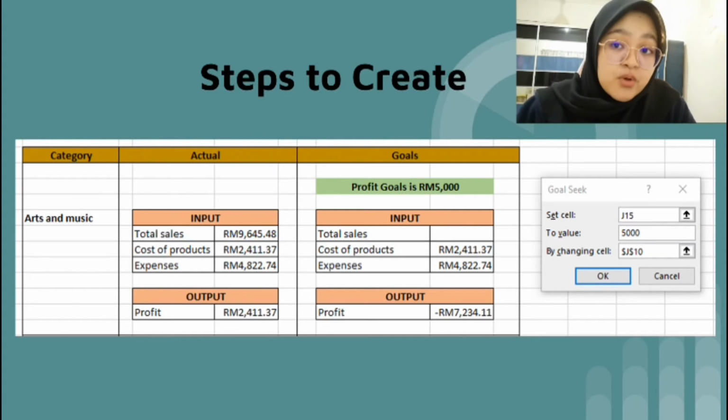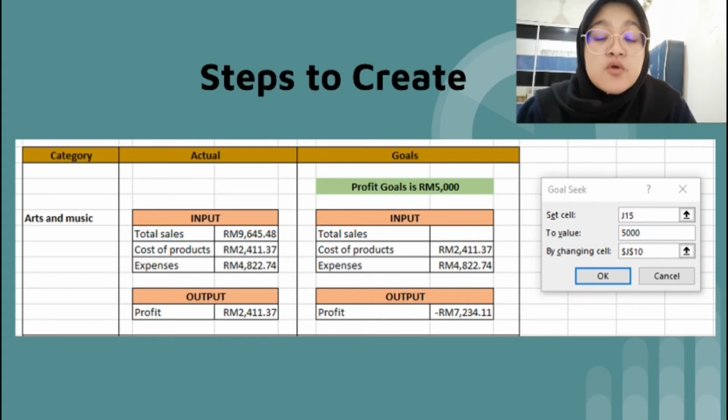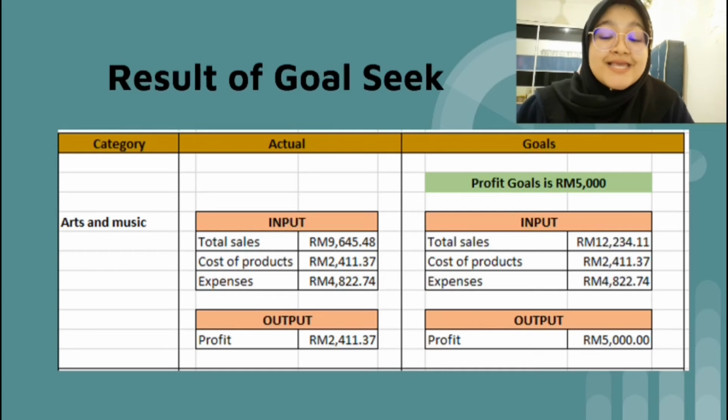In the dialog box, Set cell is J15, as it is the reference to the cell that contains the formula that we want Goal Seek to manipulate. The To value is the amount of the new profit goal, and the By changing cell is the value we want to obtain, which is J10. We can see here that with the new profit goal of 5,000 ringgit, the total sales need to get to 12,234 ringgit and 11 cents.